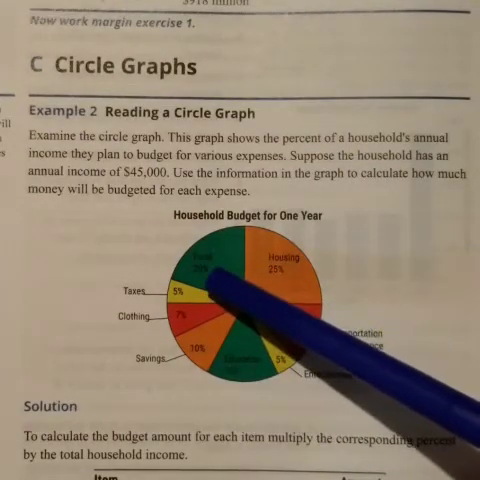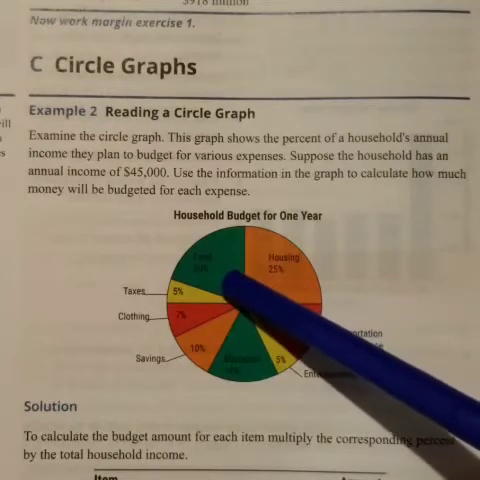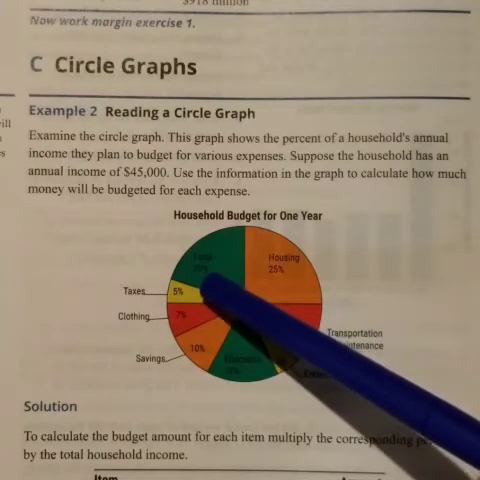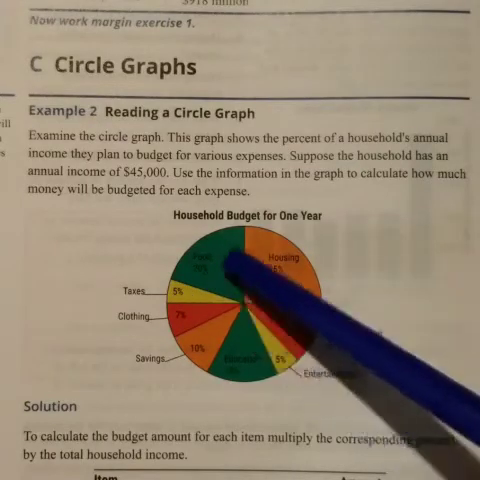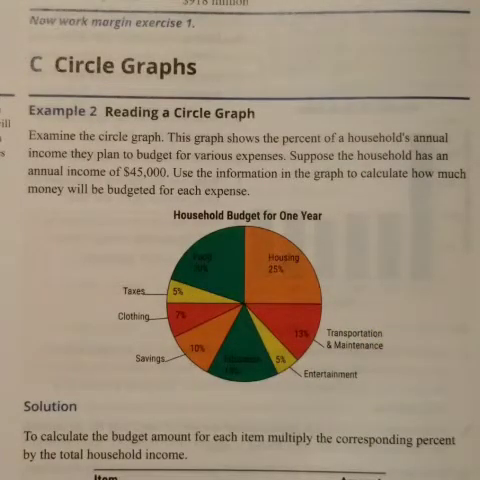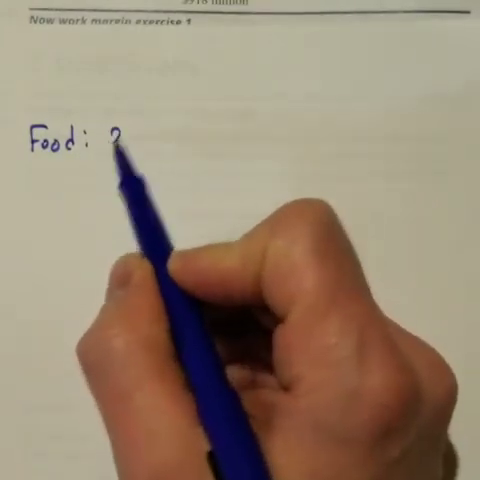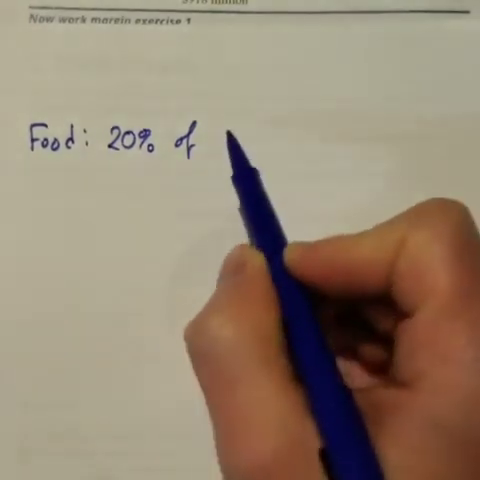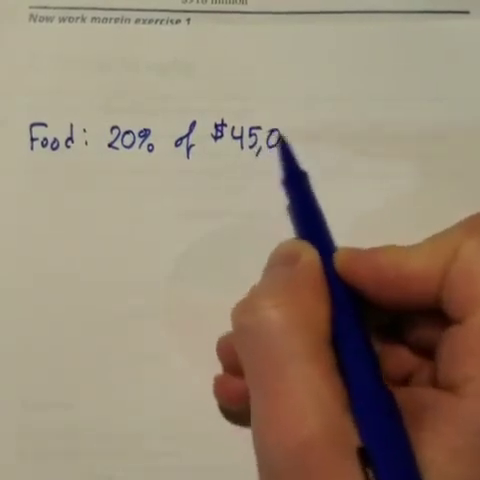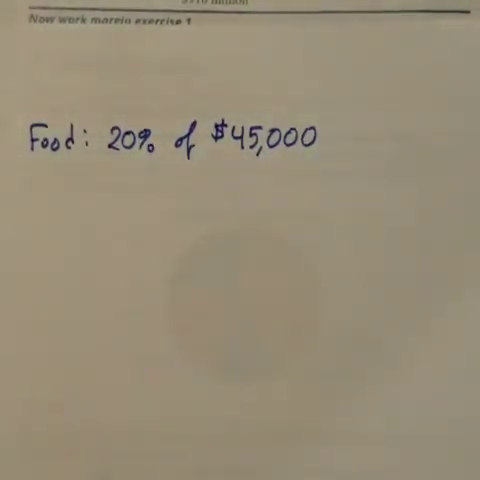Let's do the food. It's in the green. It's kind of hard to read, I think, on this video, but it's 20% for food. Okay, so let's just look at that one and see how you would find that. So I'm going to cover that up for just a moment. It's interesting, you can still see the graph a little bit. So for that first one, let's look at food. Food was 20% of $45,000.